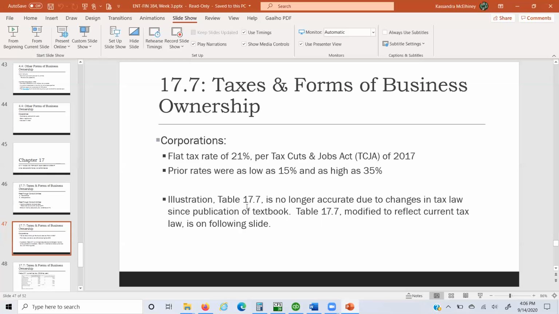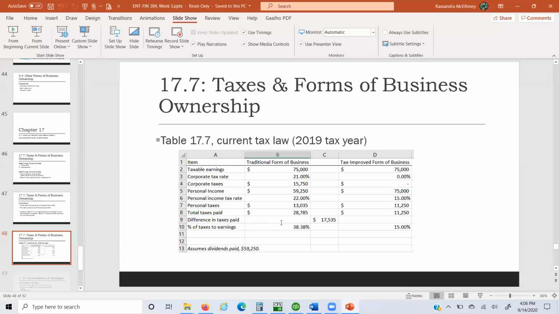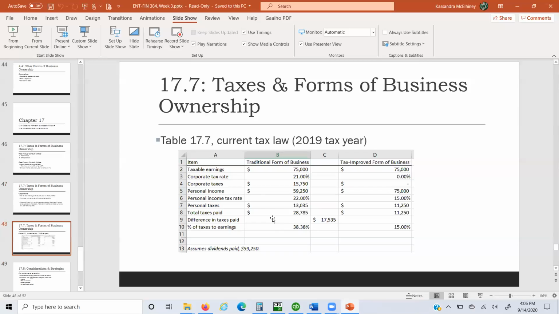So that being said, the illustration that's in the book is no longer accurate due to changes in tax law. Since the publication of the textbook, the TCJA changed a lot in terms of not only corporate tax rate, but individuals as well. So I did a modification of Table 17.7 that reflects current tax law. So what we had here was $75,000 of taxable income for a business. It was either going to be paid out in corporate taxes, or paid as dividends to the shareholder.